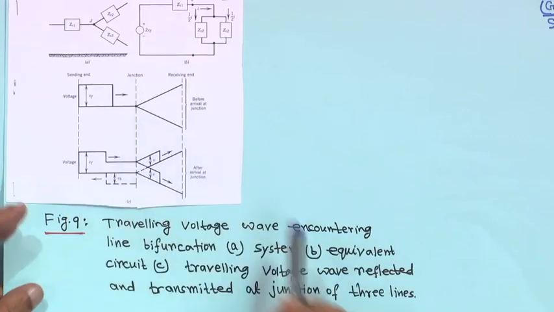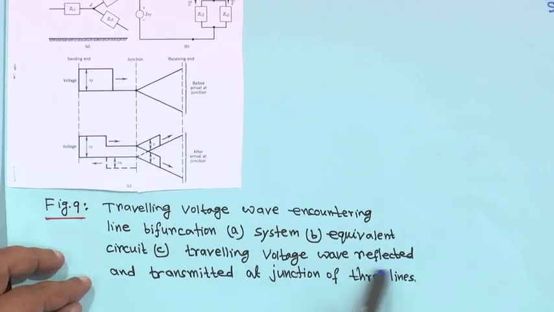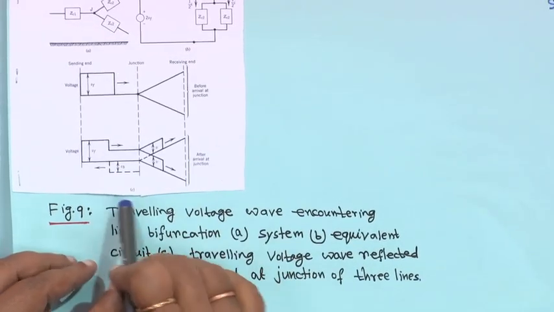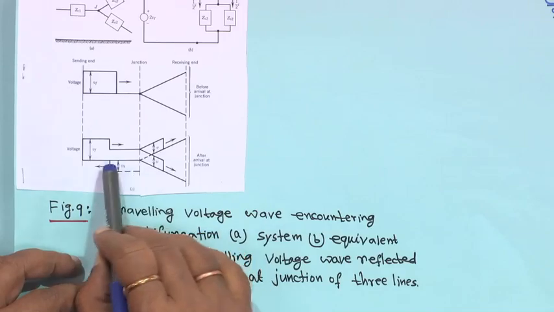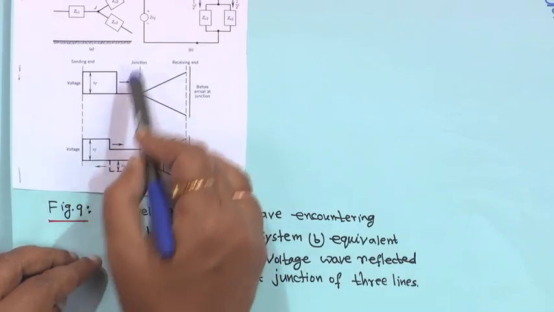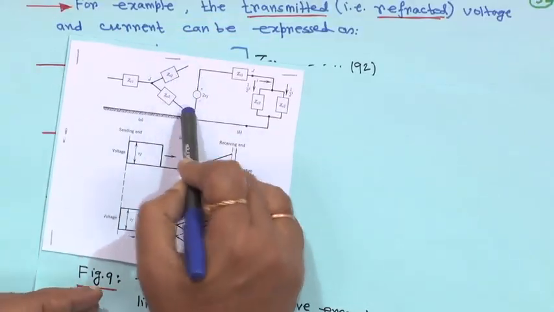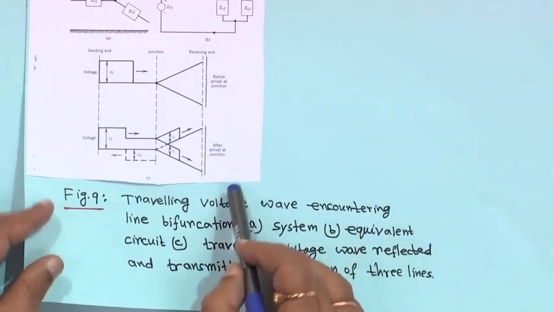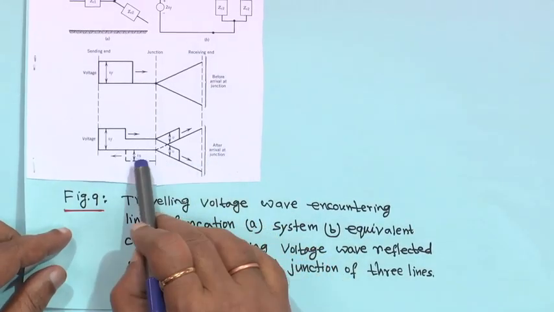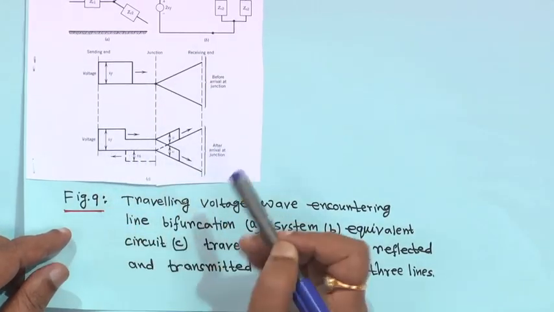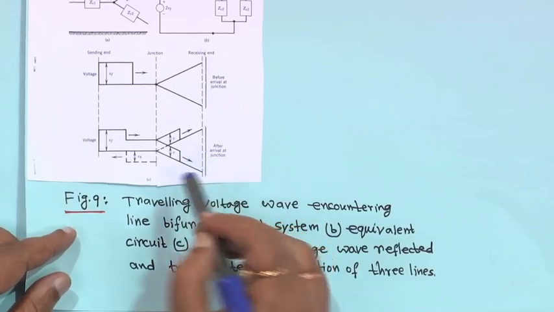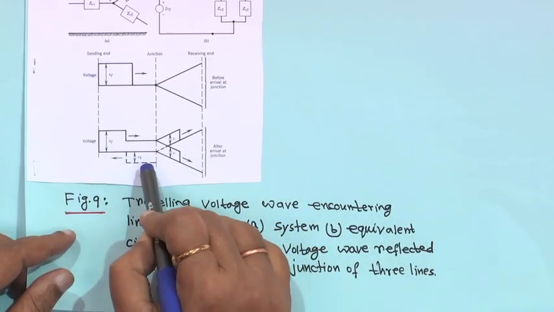That is why figure 9C is the travelling voltage wave reflected and transmitted at the junction of 3 lines, because this is an incoming line, and these two are outgoing lines. So, this is after arrival at the junction, because Vf plus Vb is equal to V. So it is actually the reflected wave.